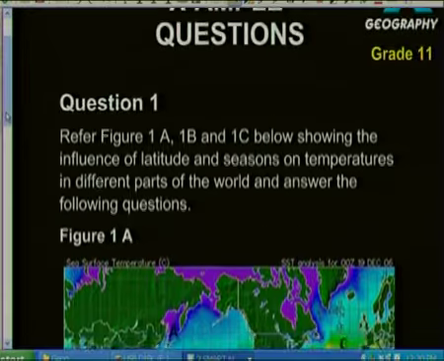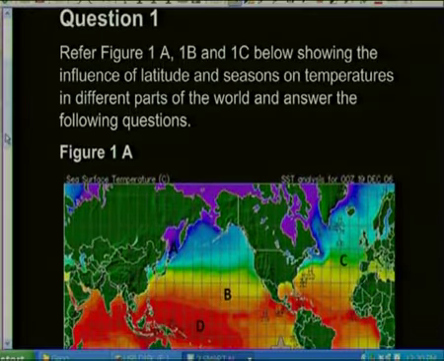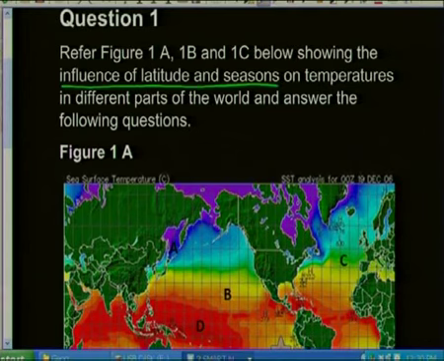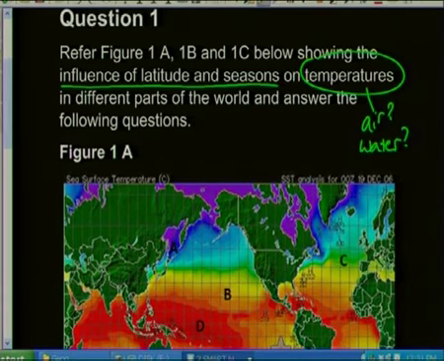We're going to start with question one. This is our example question. Question one says, look at figures 1.a, 1.b, and 1.c, showing the influence of latitude and seasons on temperatures in different parts of the world, and answer the following questions. But first of all, remember, this shows the influence of latitude and seasons on temperatures. Remember, we're talking about either air temperature or water temperature, something that's related to climate, and then different parts of the world.